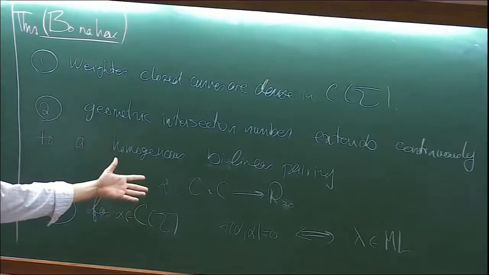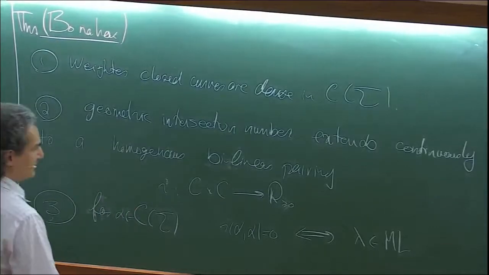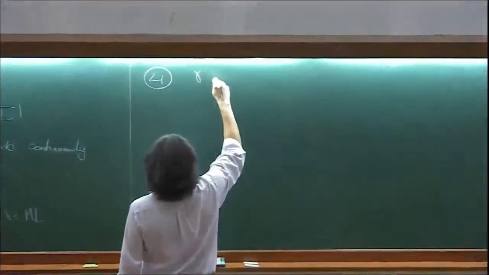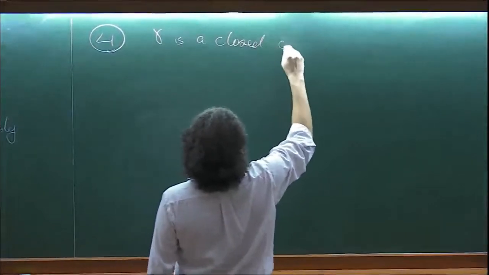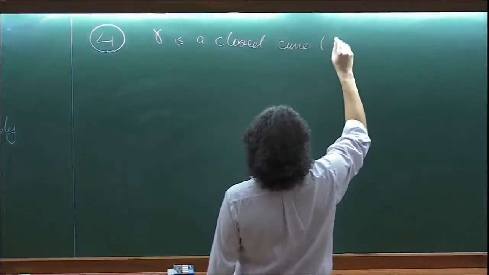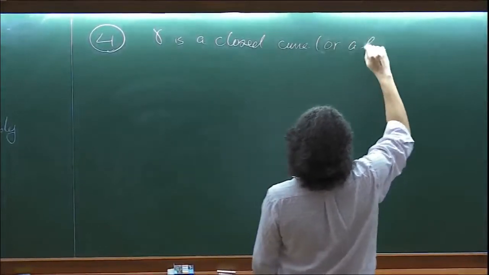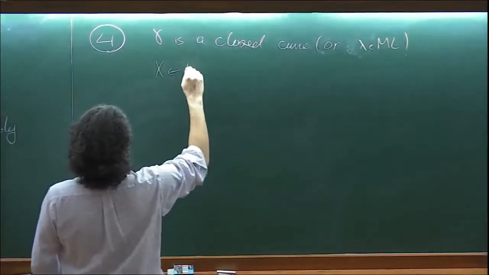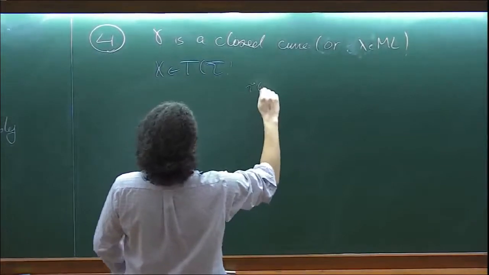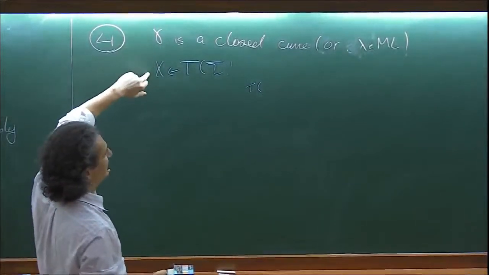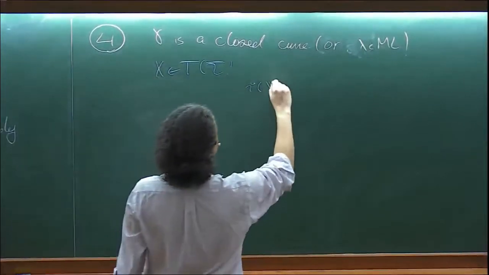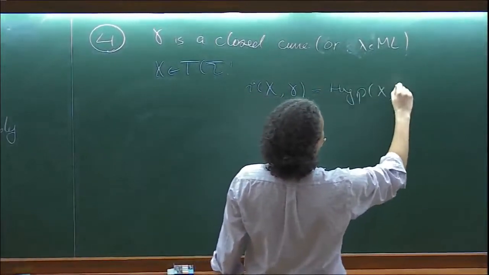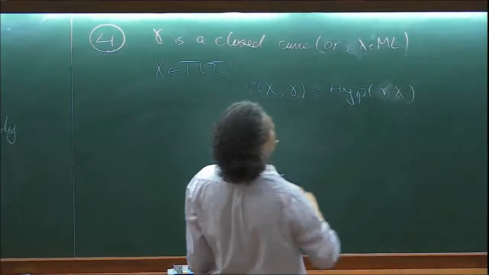And this pairing actually has a particular meaning. If I can, maybe I'll go up here. So in the particular case that we're interested in, if gamma is a closed curve or a lamination, and X is a point in the Teichmüller space, then look, this gamma and X are both currents now, and we have a pairing between any pair of currents, so I can pair X and gamma, and this actually is equal to the hyperbolic length of gamma in X.